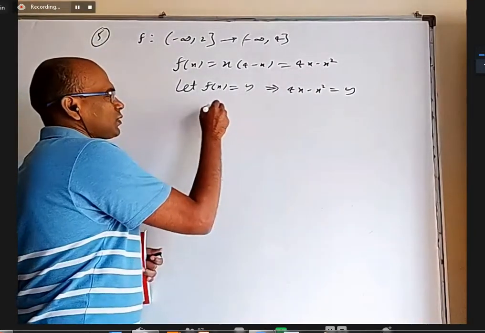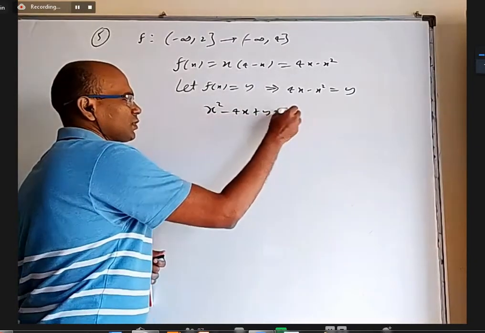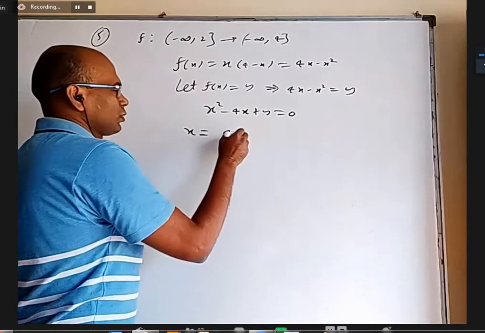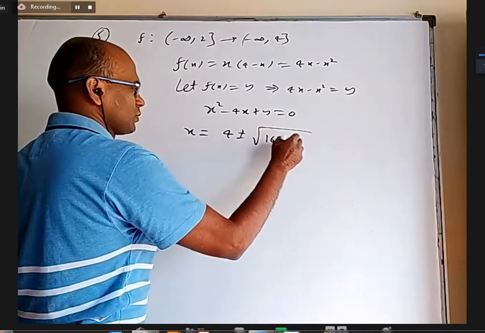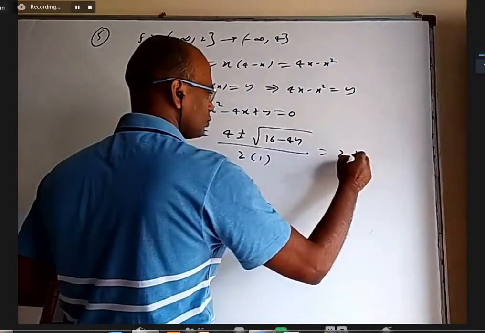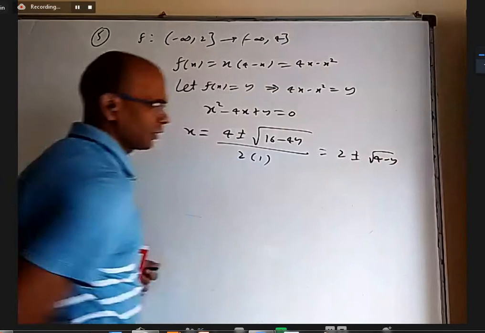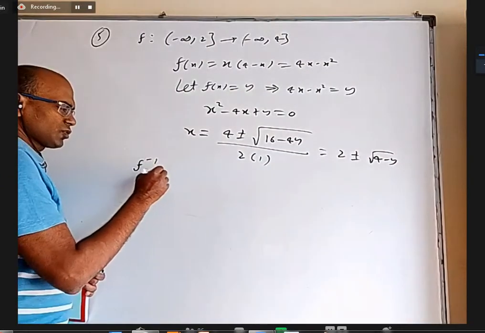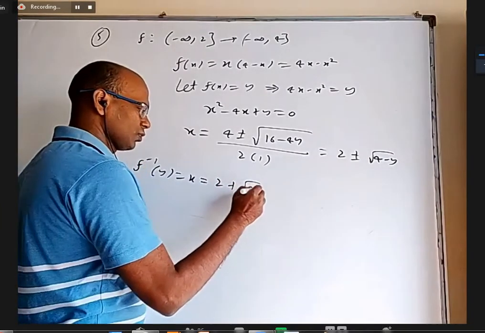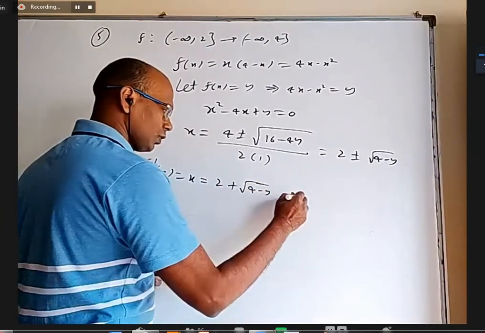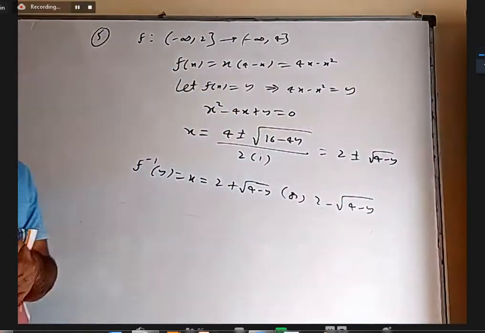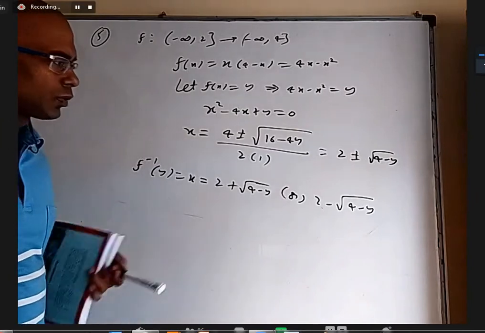Send everything to one side, and we'll get a quadratic equation: x square minus 4x plus y equals 0. You can use the minus b plus or minus root formula. 4 plus or minus root of 16 minus 4y, by 2. You can take 4 common, it will be 2 plus or minus root of 4 minus y. So you got f inverse of y, which is equal to x, as 2 plus root 4 minus y or 2 minus root 4 minus y. Whenever two answers are coming, I told you how to decide which one is correct.